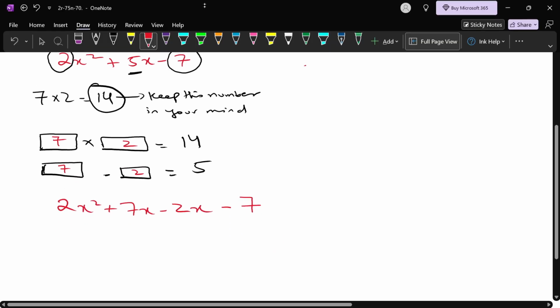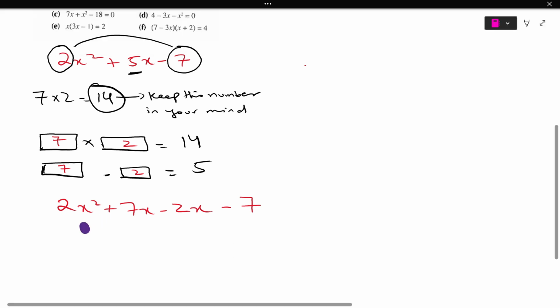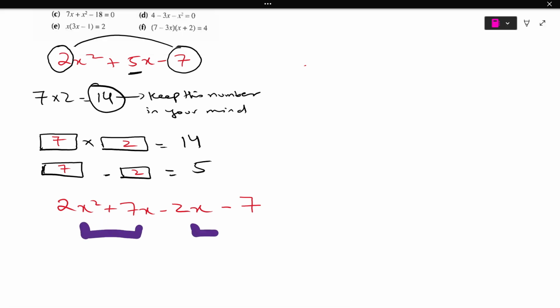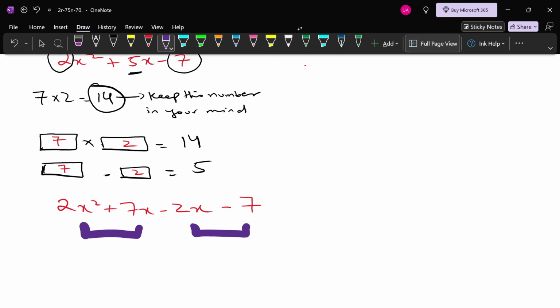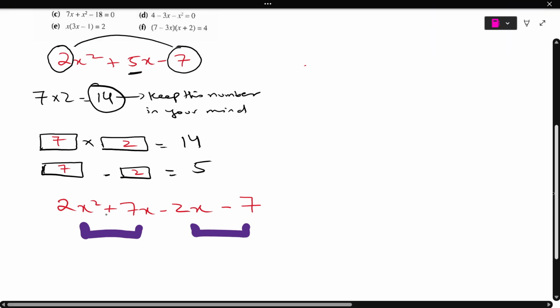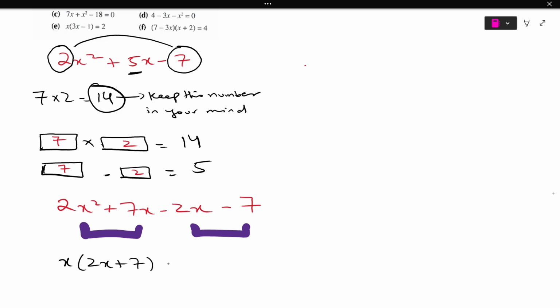Now after that, what is our next step? Our next step is to take common in these two and then take common in these two, right? So can you tell me what's that common that we can take in the first two? The x will be outside the bracket, and the bracket will be 2x plus 7. Absolutely correct. And what about the second one? Then you can take this minus 1. So I can take minus 1 as common and I'll be left with 2x plus 7.